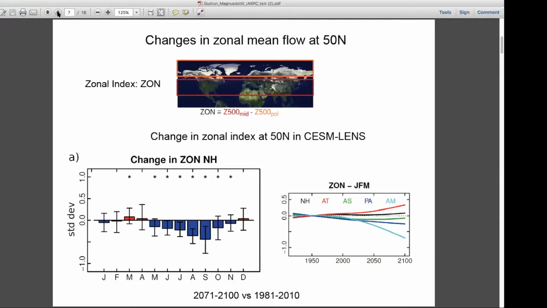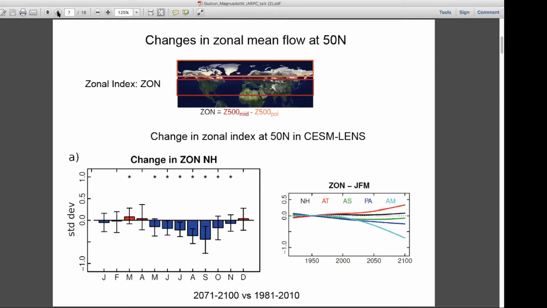I'm going to show the change in the mean zonal flow here in terms of the zonal index. It's simply defined in terms of the mean geopotential height averaged over two latitudinal belts. We take the average over 20 to 50 north and subtract the average over 60 to 90 north. A positive zonal index corresponds to a reinforced westerly flow and vice versa. It's highly correlated with the NAM and NAO indices, so a positive index corresponds to a positive NAM and a decreased index to a negative NAM.